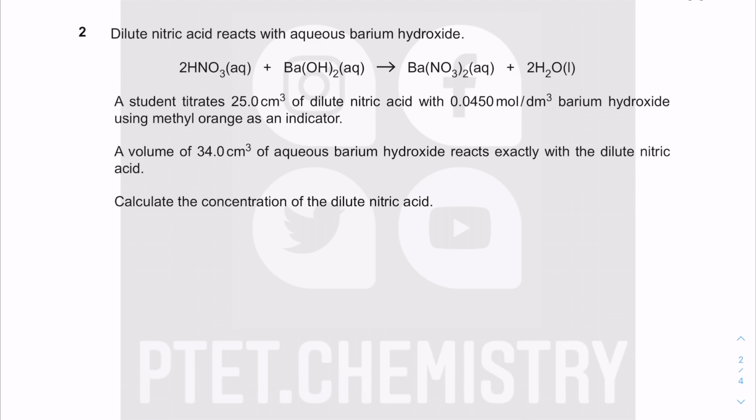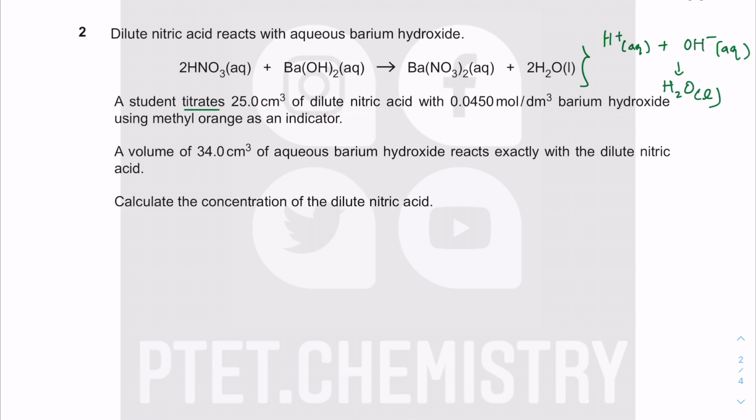And of course you also produce water, of which the ionic equation is the same for every single neutralization reaction that you can possibly think of, which is H⁺(aq) + OH⁻(aq) giving you H2O(l). This is a titration, so it's a volumetric analysis. This is 25.0 cm³ of dilute nitric acid.